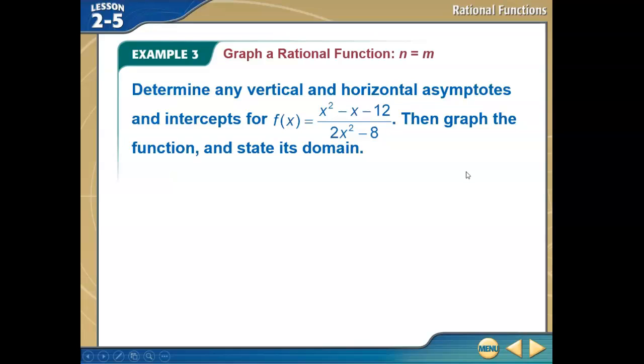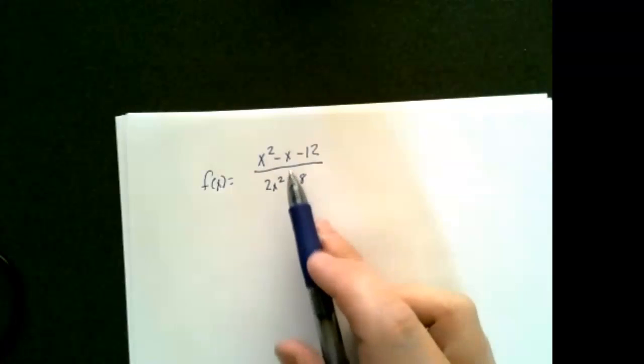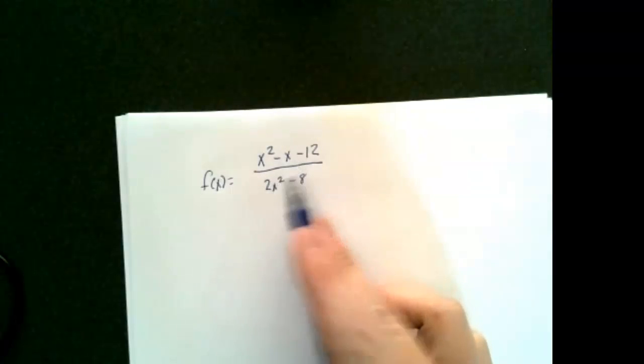Okay, this one is a little bit more involved, a little bit trickier, but if we stick to our rules, we're going to be okay, right? First thing, we'll write our equation. So f of x is equal to x squared minus x minus 12 over 2x squared minus 8. In this case, neither of these are prime, so I'm going to look to factor them.